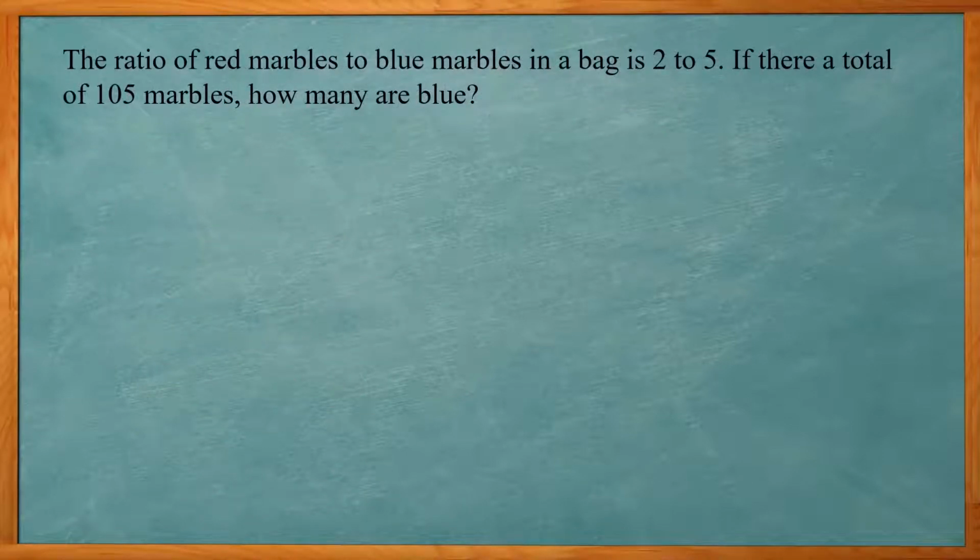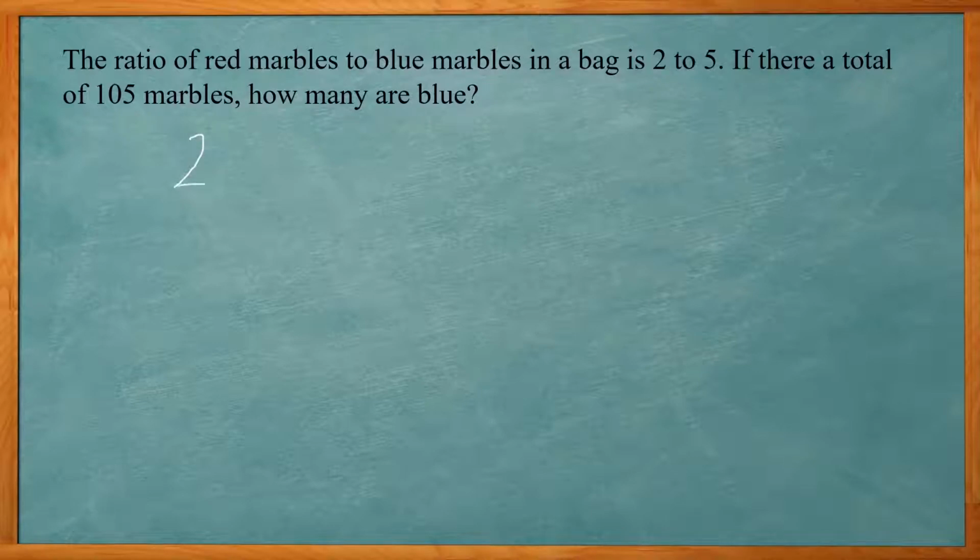The second one reads, the ratio of red marbles to blue marbles in a bag is 2 to 5. If there are a total of 105 marbles, how many are blue? Now this one's slightly different than the last one. Here they don't give us how many red or blue, but they give us the total. So instead of a proportion, we're going to set up an equation.